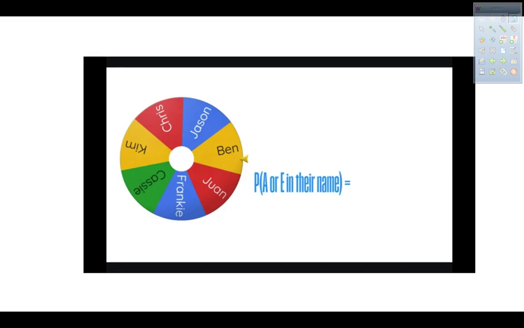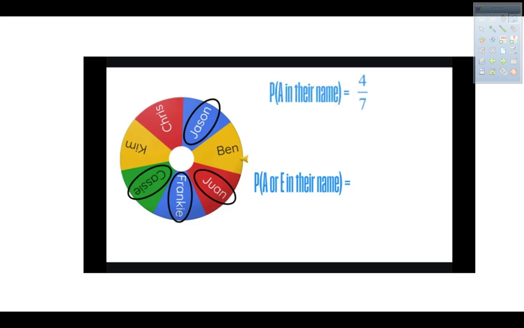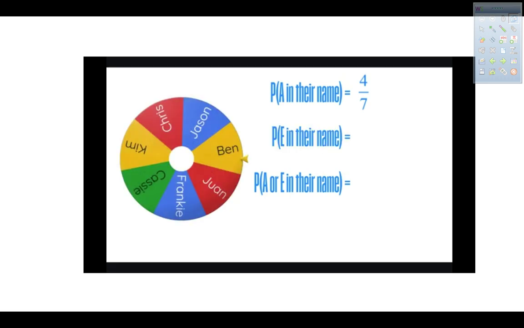How many of those names have an A in them? Jason, Juan, Frankie, and Cassie. 4 names. So the probability of the wheel landing on someone with an A in their name is 4 sevenths. Now for the second event. How many students have the letter E in their name? Cassie, Frankie, and Ben. 3 names. So the probability of the wheel landing on someone with an E in their name is 3 out of 7.